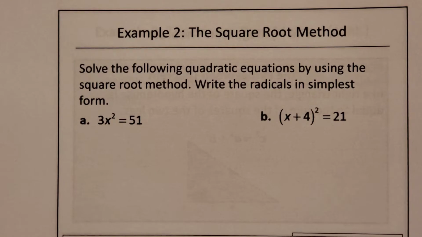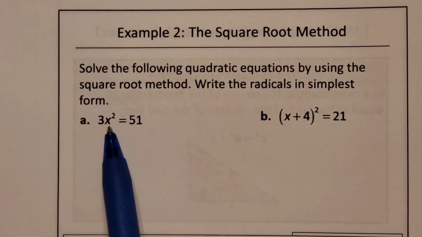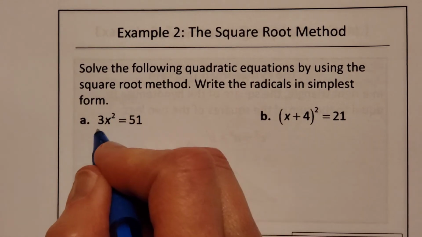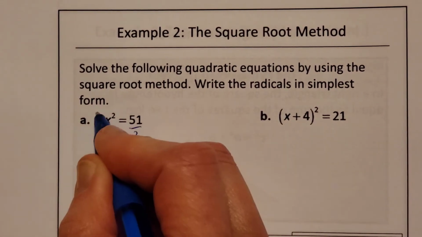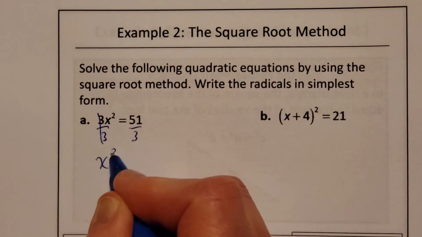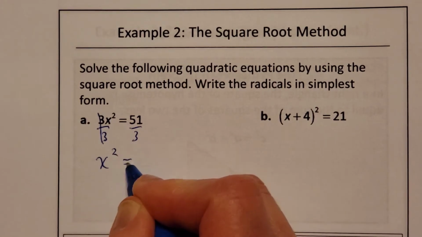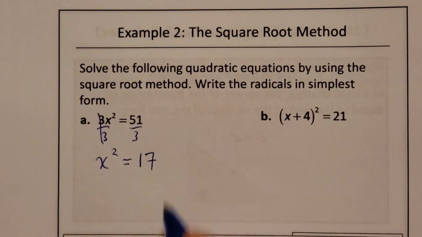It says we're going to solve the following quadratic equations by using the square root method. Write the radicals in simplest form. So in all of these, we're going to get the x by itself. In order to do that, we're going to get rid of 3 times x by dividing both sides by 3. So that says x squared is equal to 17. 51 divided by 3 is 17.